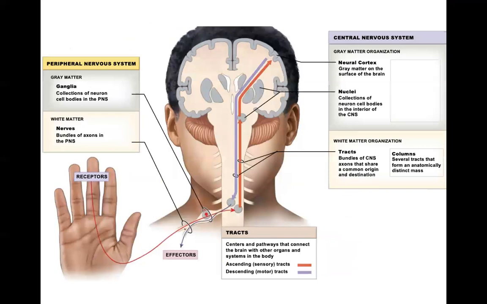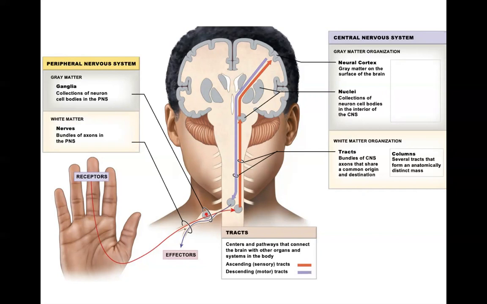So here's that information illustrated. On the left is the information about the peripheral nervous system, showing that where you have collections of neuron cell bodies in the peripheral nervous system, it's called a ganglion, or plural is ganglia. And the bundles of axons in the peripheral nervous system are called nerves. So that white matter is called nerves.